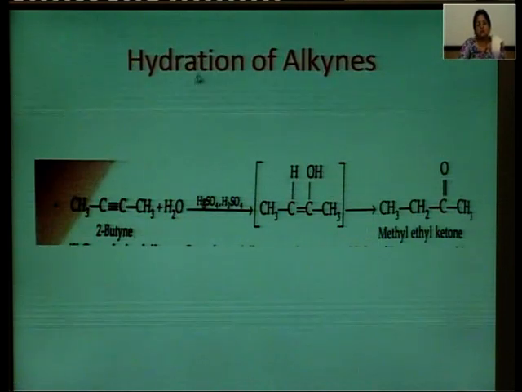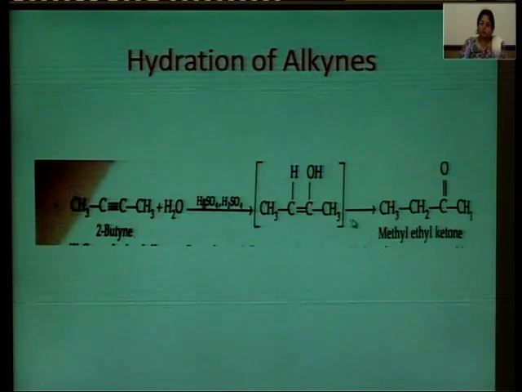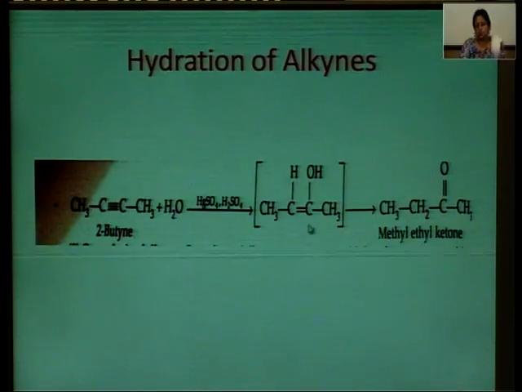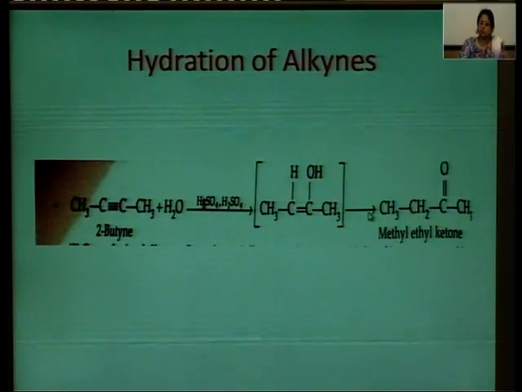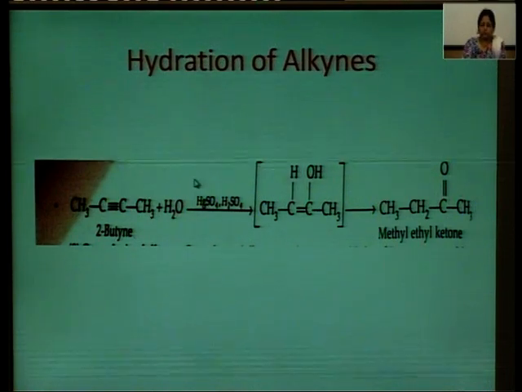Now, the next method is the hydration of alkynes. Alkynes upon hydration in the presence of mercury sulphate and sulfuric acid first form the enol type of compound. This undergoes tautomerism to form the ketone, so this is keto-enol tautomerism. So, 2-butyne firstly forms the enol compound, which upon tautomerization forms the ketone compound. That is, from 2-butyne we get methyl ethyl ketone.